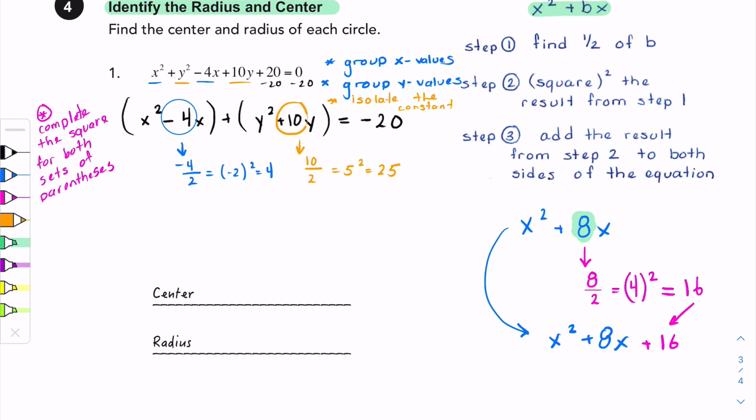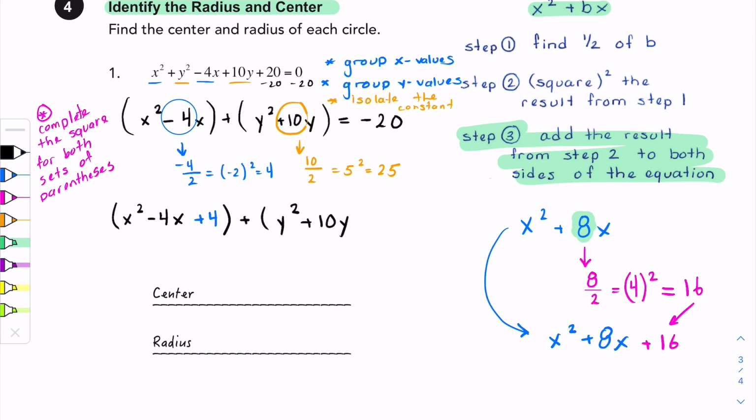Now this is where step 3 is imperative, because step 3 says to add the result from step 2 to both sides of the equation. So in this first set of parentheses, I'm going to write x squared minus 4x. And then I have this number here, so plus 4, close parentheses. Plus, in parentheses, y squared plus 10y. And then I have plus 25, which is this number here. Close parentheses.